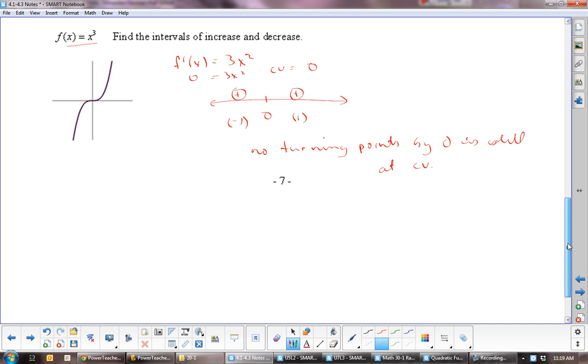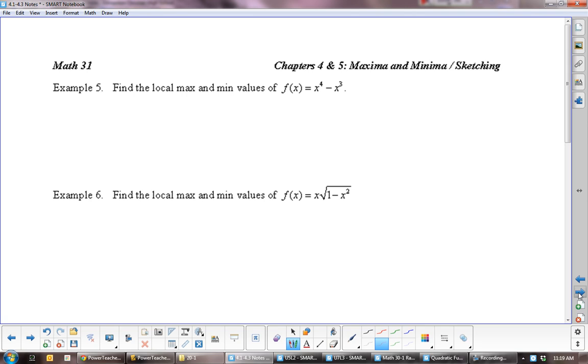Okay, so we haven't even started talking about maxes and mins. Let's do that now. We'll do a couple questions. Find the local max and min values of x to the 4th minus x cubed. Okay, so let's do the nice easy derivative. F prime of x equals 4x cubed minus 3x squared.